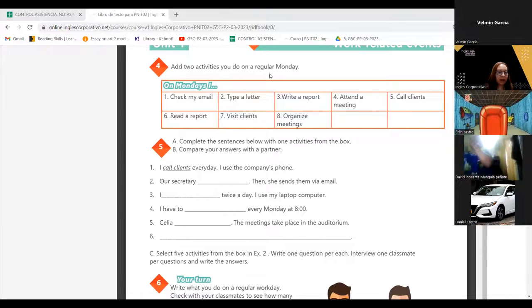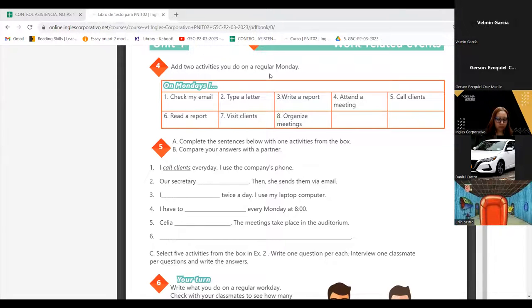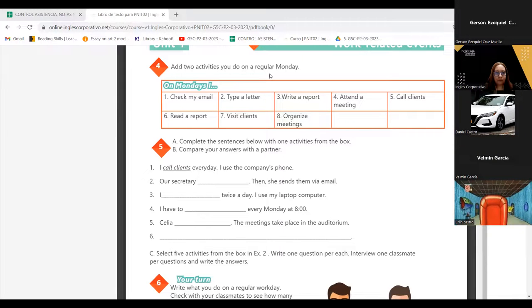Thank you. Vamos a escuchar a Belmin García. Okay. On Friday, I send reports. On Friday, I play soccer with my partners. All right, very good. Two activities you do on Fridays. Well used. Yes, muy bien usados. Yes. Thank you. Gerson Ezequiel, por favor. Play soccer on Sundays. Every Saturday, I don't inventory. All right, very good. Thank you, Gerson. Different days, and you use correctly the time expressions.